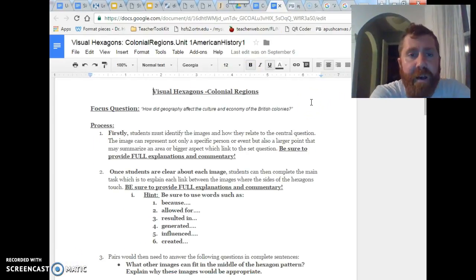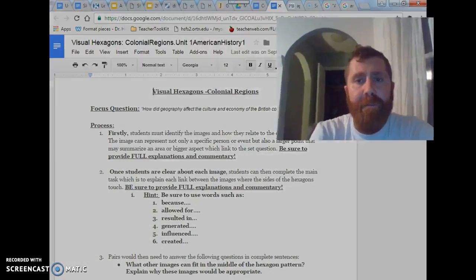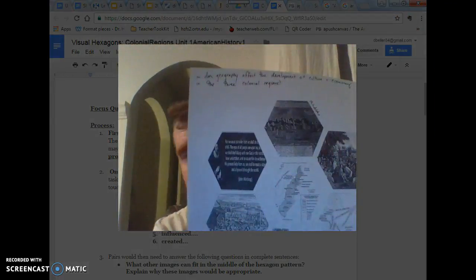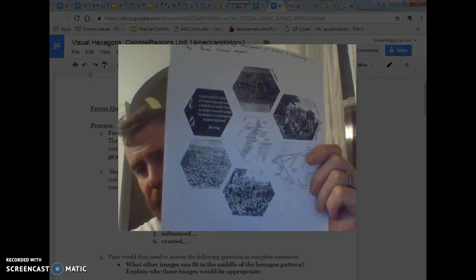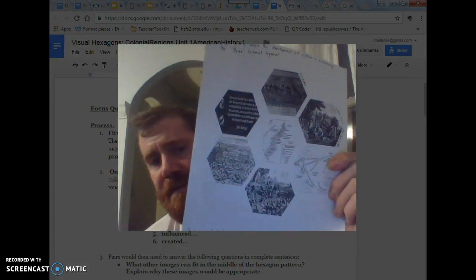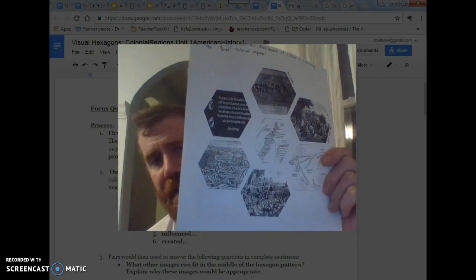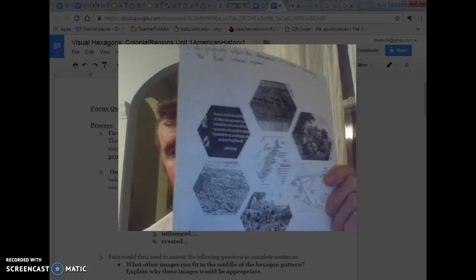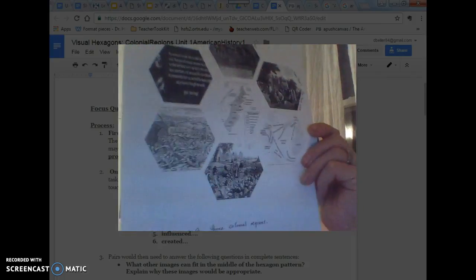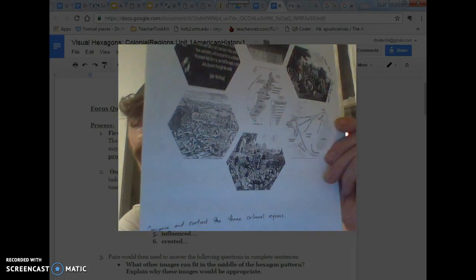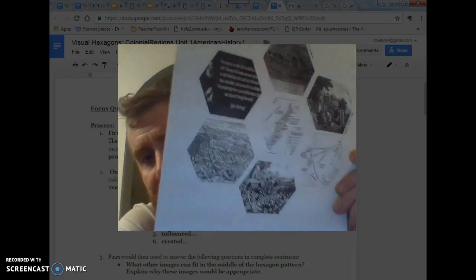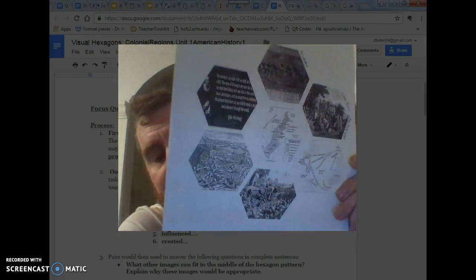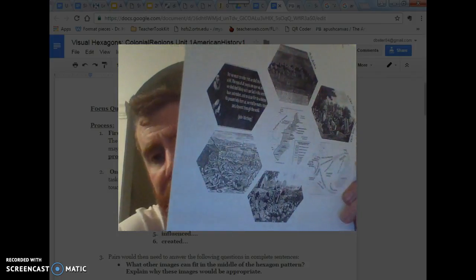All right, so this handout goes along with this product right here. When I say visual hexagons, I'm talking about this handout right here, and you'll see that you have 6 hexagons surrounding one center hexagon. It's key to note that all the first steps of the instructions deal with the outside ring of the hexagon. You will not deal with the middle hexagon until the very end.